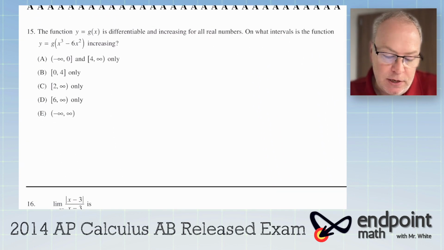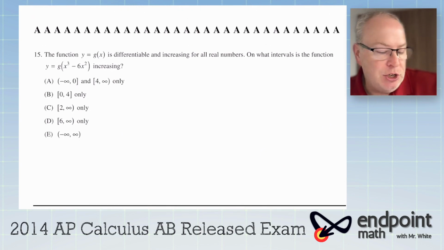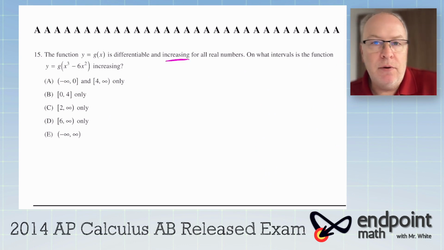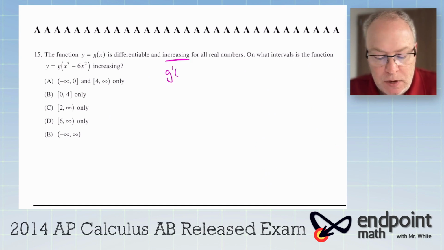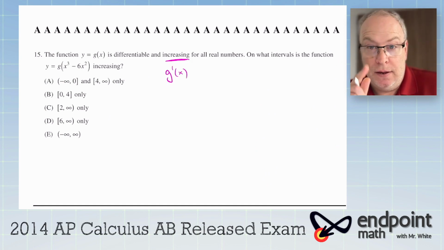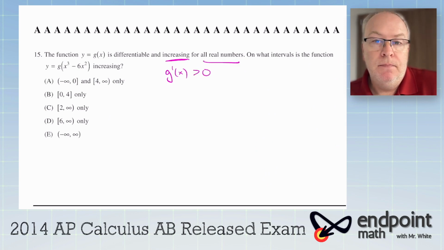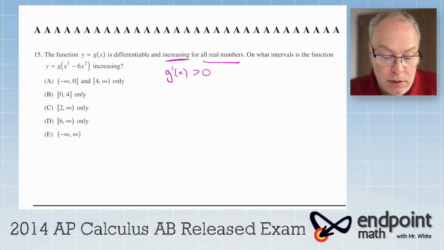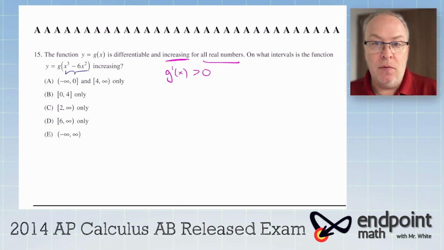All right, 2 more problems on this video. This was a really interesting question. I like this one a lot. The function g of x is differentiable and increasing. So when I read this the first time, I thought, okay, that means g prime of anything is always positive for all real numbers. Okay, so it could be for anything. I'll get to that in a second. On what intervals is the composite function, where you have this cubic on the inside, also increasing, or when is it going up?